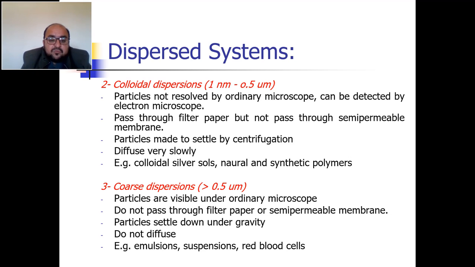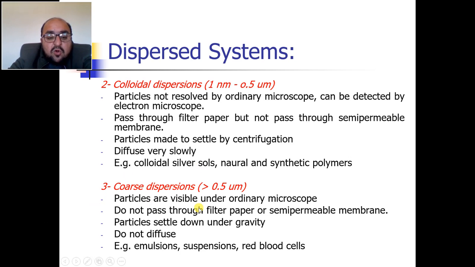For example, colloidal silver solution and natural and synthetic polymers. If we take the colloidal silver solution, it can pass through the filter paper, but it does not pass through the semi-permeable membrane. The reason is the difference in particle size. In colloidal dispersion, the particle size is 1 nanometer to 0.5 micrometer.